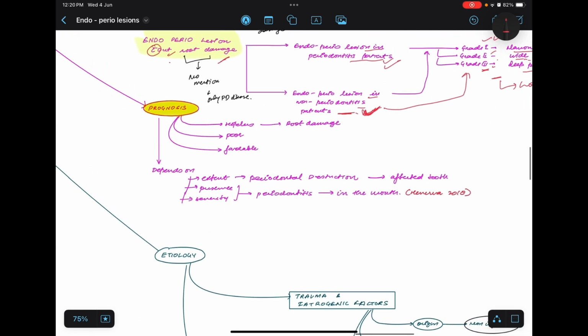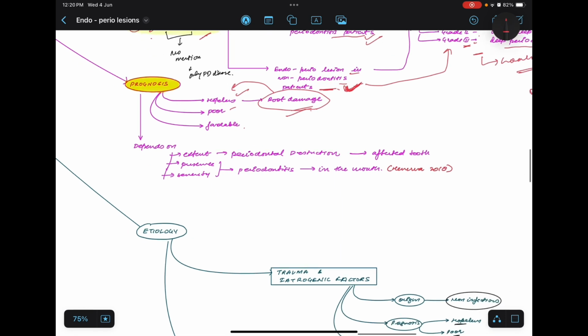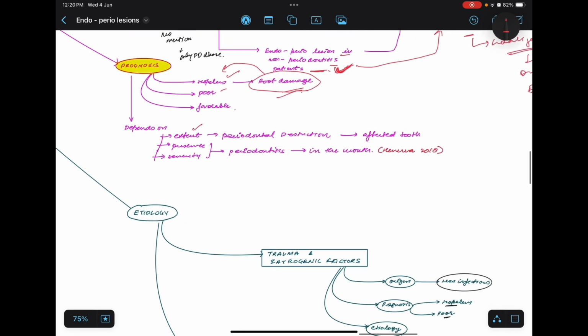Now coming to prognosis, we know it could be hopeless, poor or favorable. Now again it depends on the root damage. Most of the time when the root damage occurs, it leads to hopeless prognosis. It also depends on the extent of periodontal destruction around the affected tooth and the presence and severity of periodontitis in the mouth. Okay, because what happens, if one tooth is infected, infection foci from this tooth tend to transfer to other teeth also, because of course they are present in the same mouth, right?